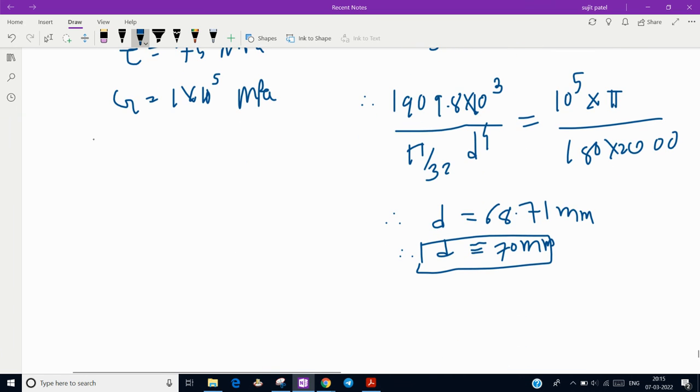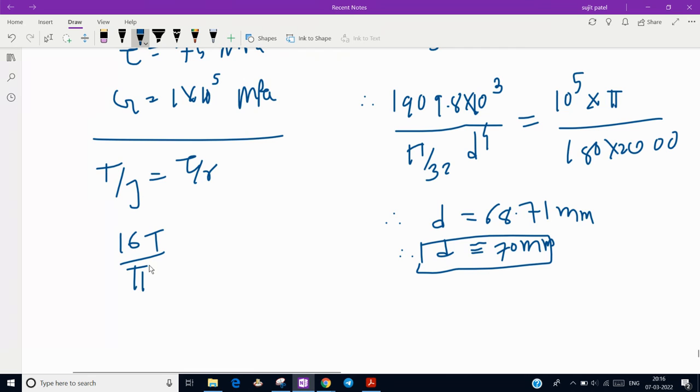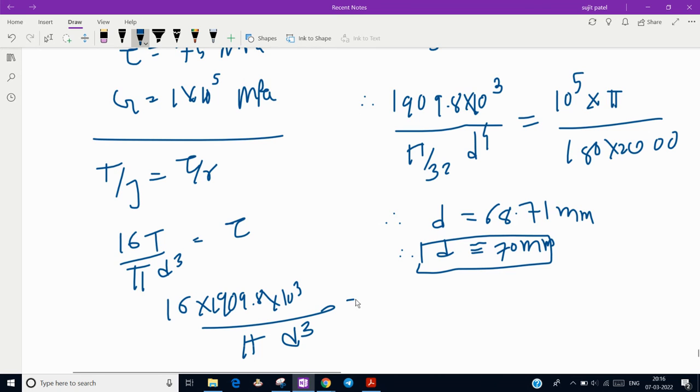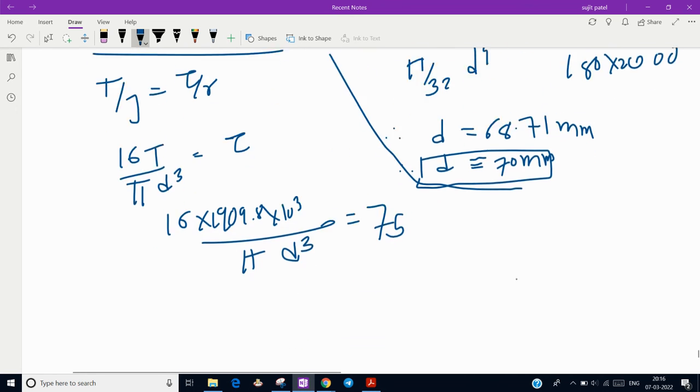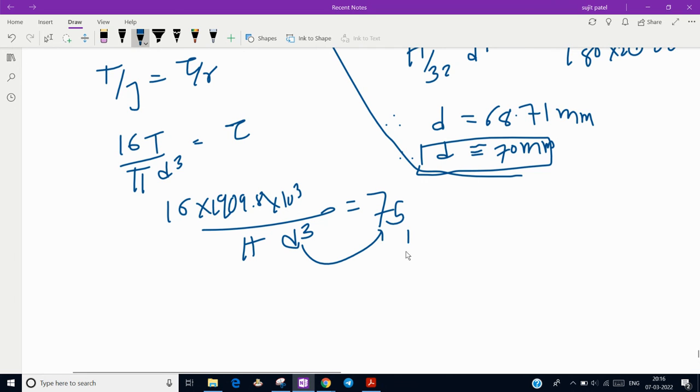Now we have the second condition, T by J is equal to tau by R, or you can say 16T upon pi d cube, the basic equation that we know, is equal to tau. So 16 times torque value 1909.8 multiplied by 10 to the power 3, divided by pi d cube, is equal to shear stress value, that is 75 megapascal. So take d cube on the other side and 75 on the denominator and take the cube root. You will get the d value as 50.61 mm.